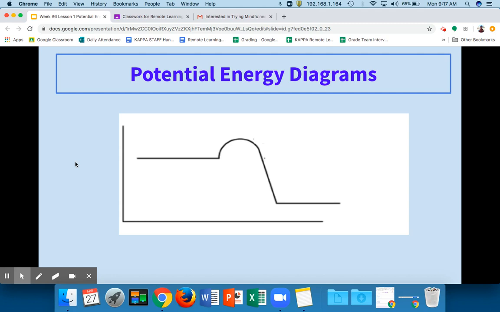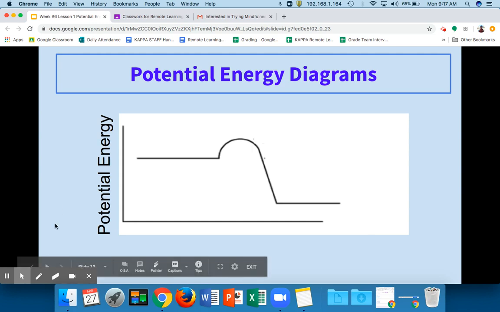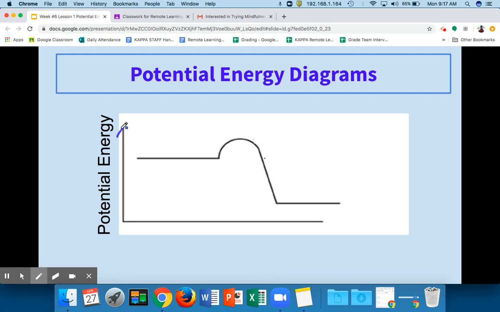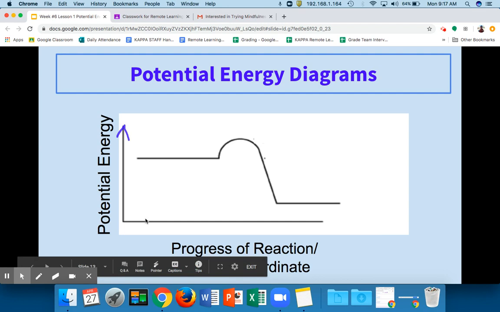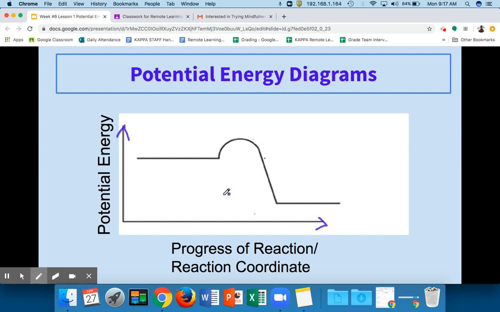So on the y-axis, we have potential energy being measured, and that is increasing as it goes up. And then on the x-axis, we have the progress of the reaction, which is also sometimes called reaction coordinate, but you can just think of this as time, basically. So over time, increasing to the right. Okay, now here's our graph.